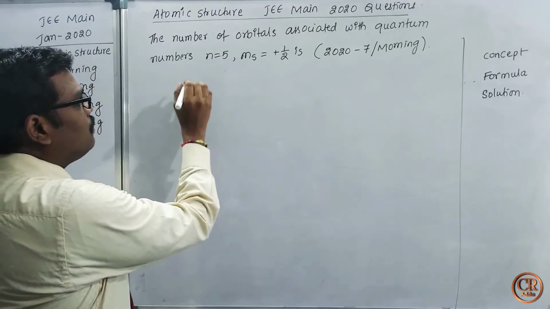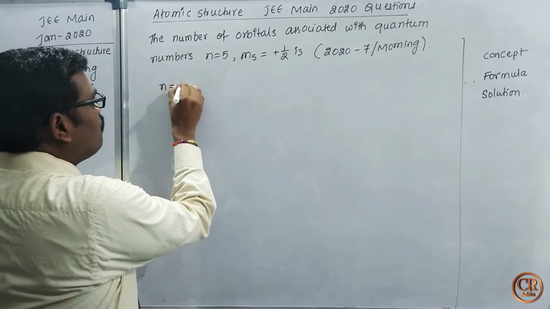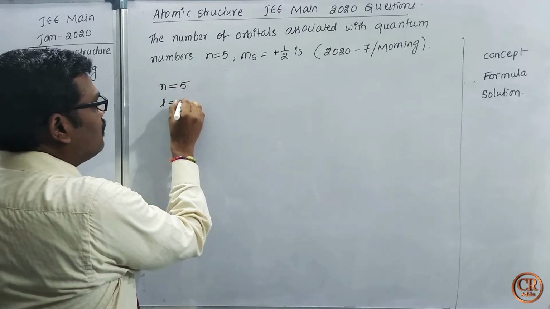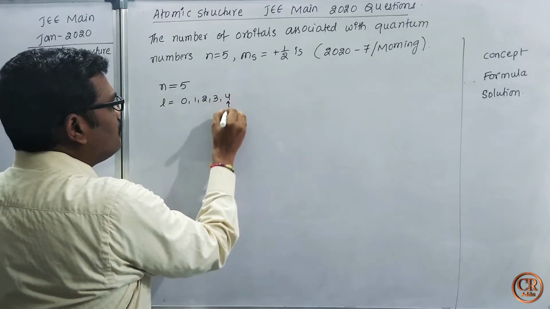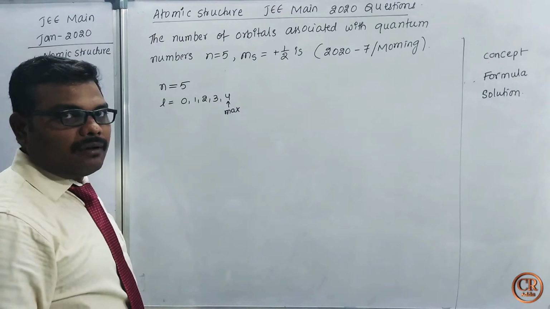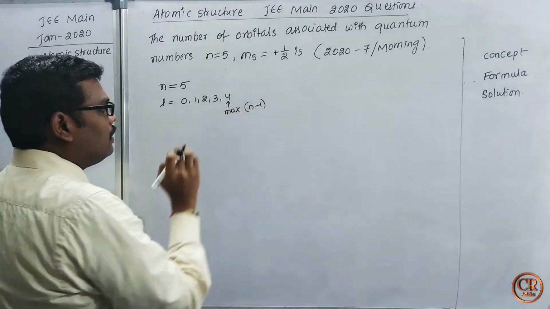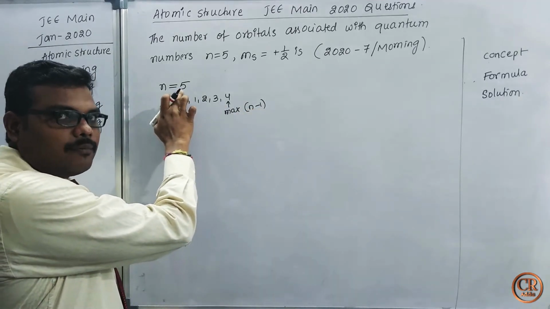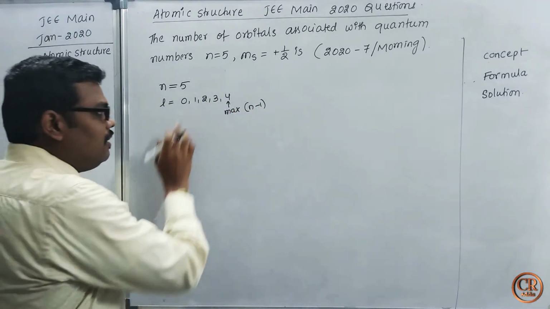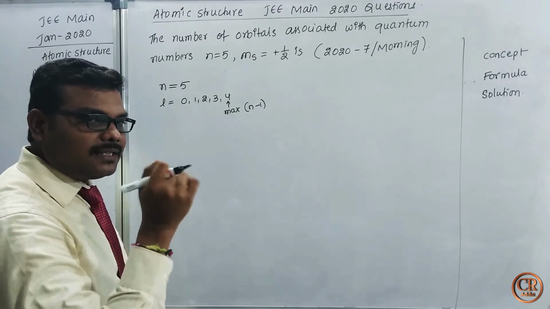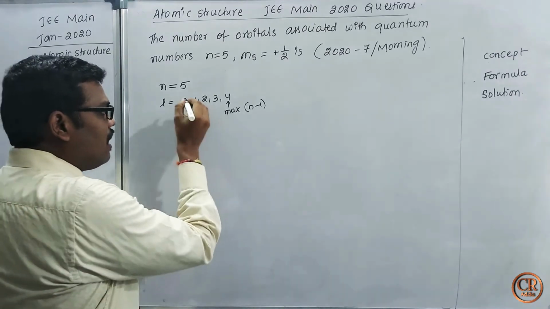The concept related to this question is about the number of orbitals. If n is equal to 5, then L values are 0, 1, 2, 3 and 4. This is the maximum L value. As you know, the maximum L value is calculated from n minus 1. Here the n value is 5, therefore the maximum L value is 5 minus 1, that is 4. And each L value represents one specific subshell. If L value is 0, it represents the S subshell or orbital.